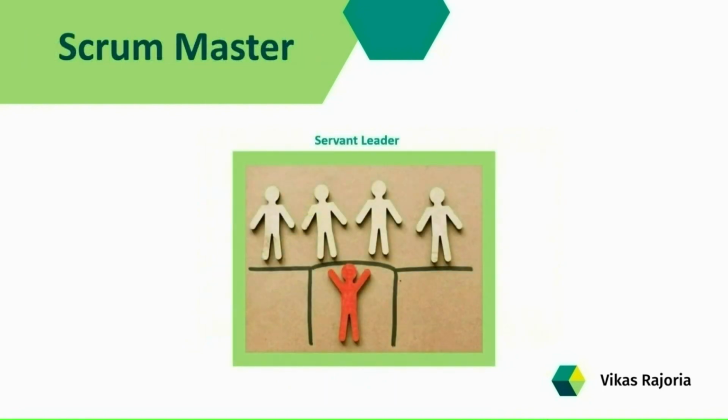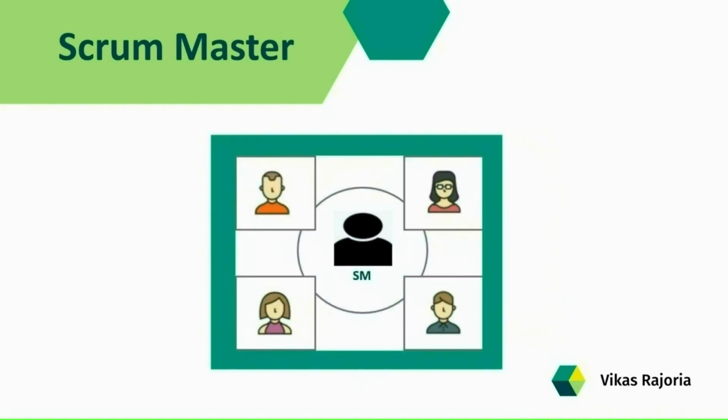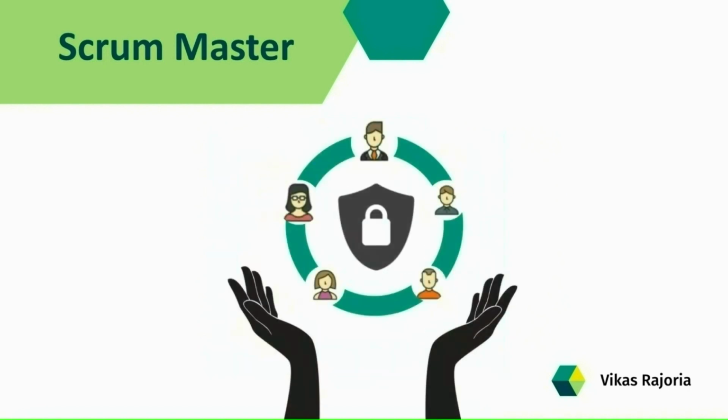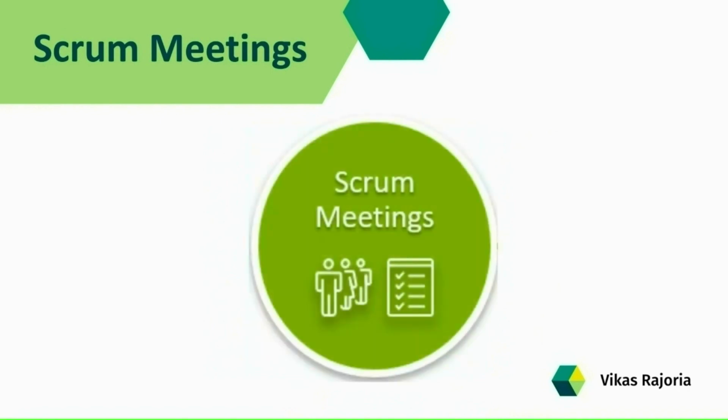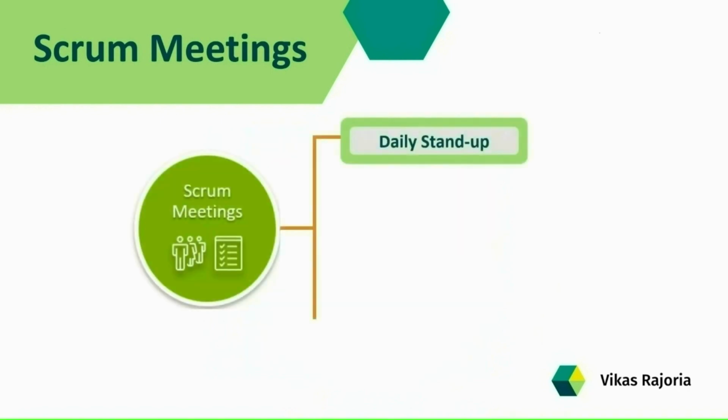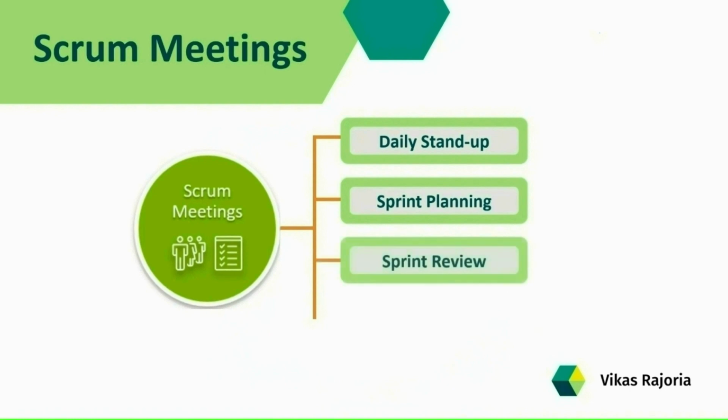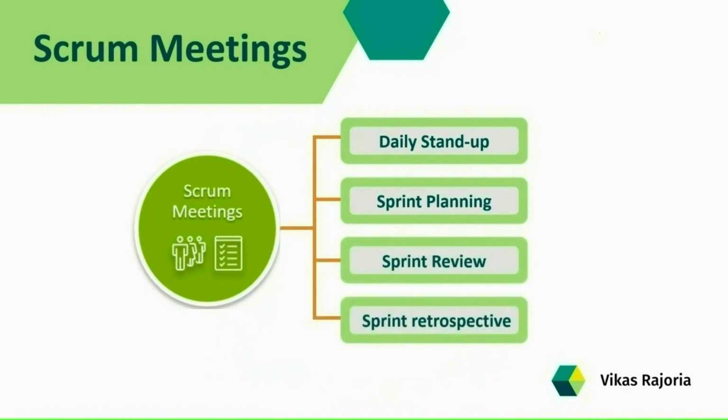It simply means that the Scrum Master works closely with the team members and acts as an advocate for the team and protects them. The Scrum Master is also responsible for facilitating all Scrum meetings such as daily stand-up, sprint planning, sprint review, and sprint retrospective meetings. We will discuss Scrum ceremonies in our upcoming videos.